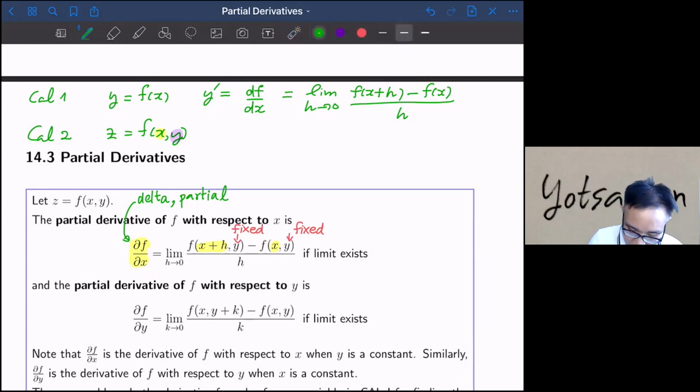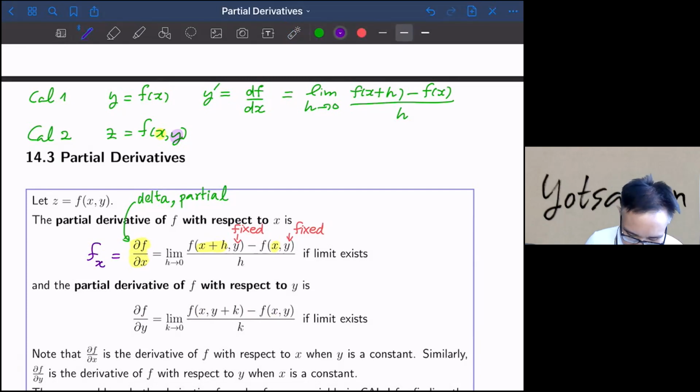Another notation that we shall use will be f sub x. So it's going to be f, and we have the subscript x. For that notation, it means that we're going to differentiate with respect to x, and we're going to have y fixed as a constant. So we already take care of the variable x.